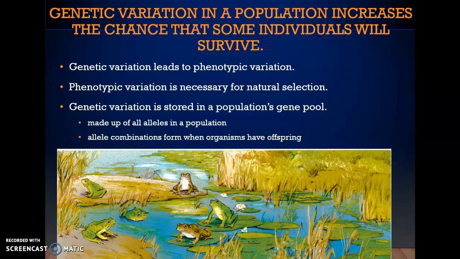So genetic variation is essential to the survival of a population or the survival of a species. And when we're talking about the genetic variation, we have to go back to some of our terms from genetics. So genetic variation leads to phenotypic variation. So when we're talking about all of the genes or all of the traits of a population, we're talking about that population's gene pool.